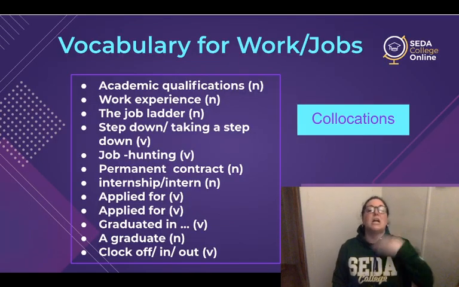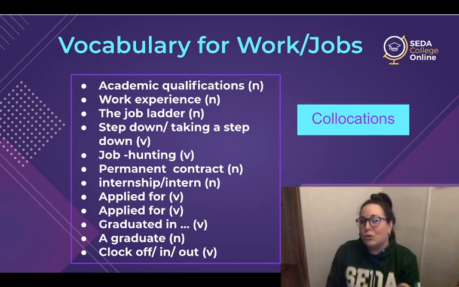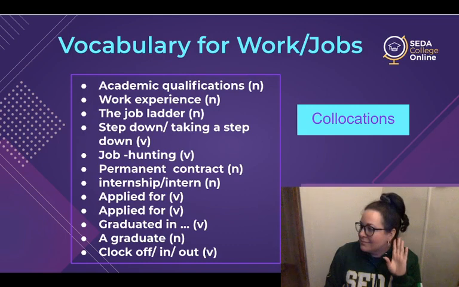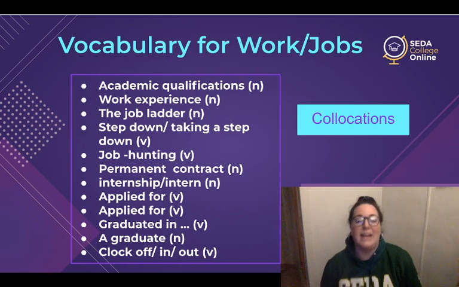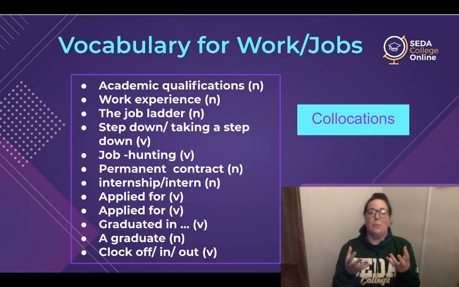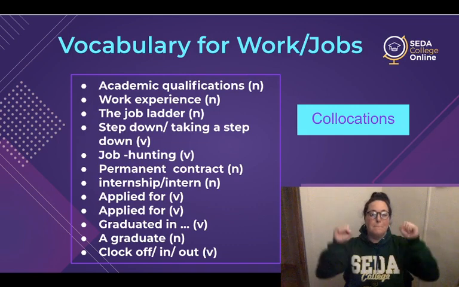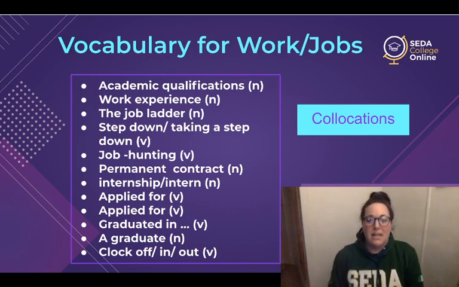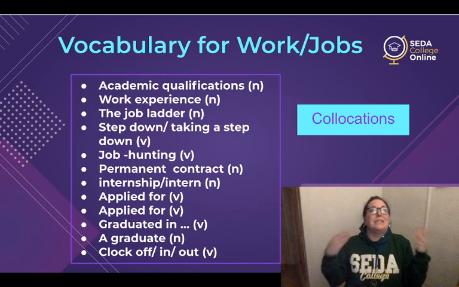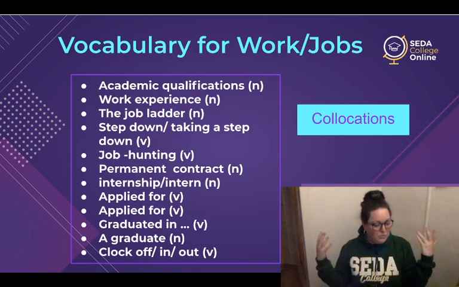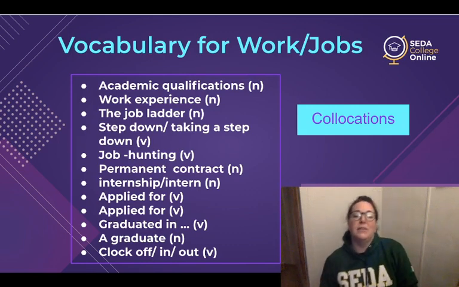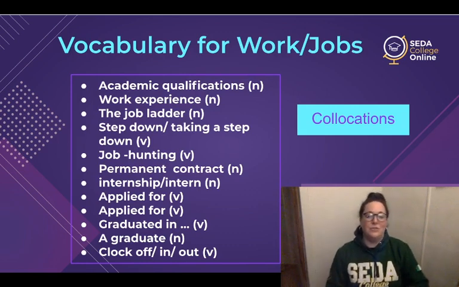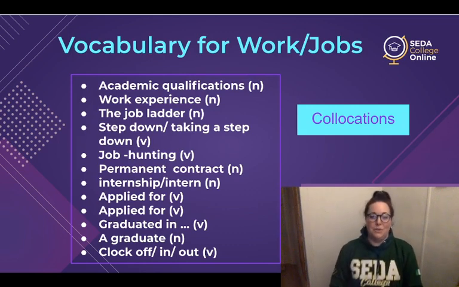Vocabulary for work and jobs, collocations. Do you remember what a collocation is? If you said it's words that often go together and native speakers use always together or most of the time together, then guess what? Boom, you got it. Because that's what a collocation is. They're just words that often go together and native speakers would often put together, and you wouldn't know unless you're taught that. So for vocabulary for work and jobs, we've got a variety here of nouns and verbs, and I will explain them to you.